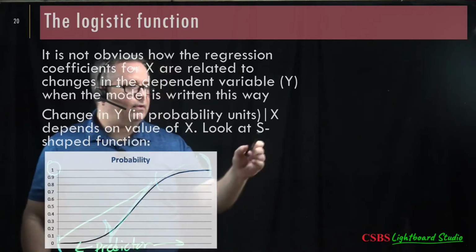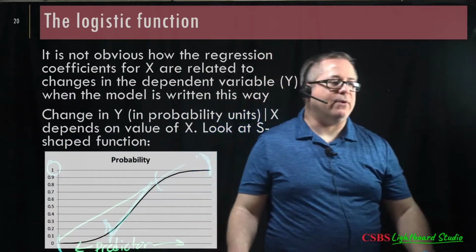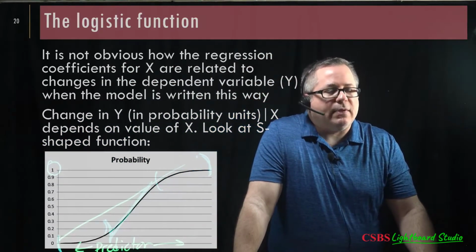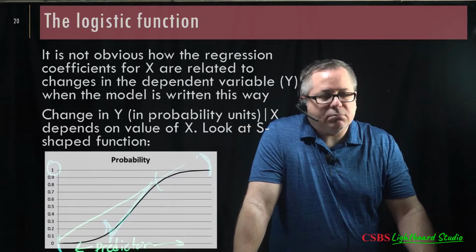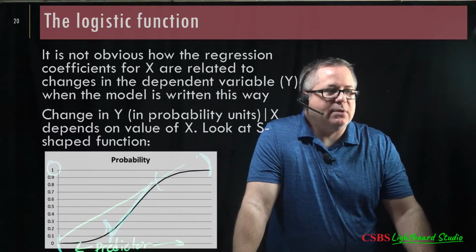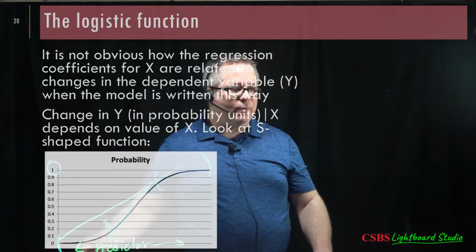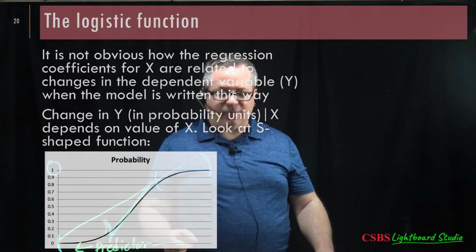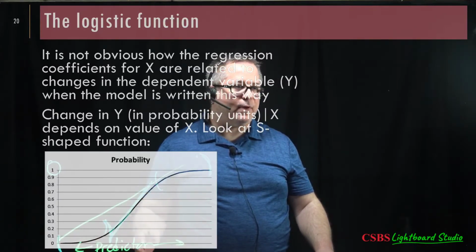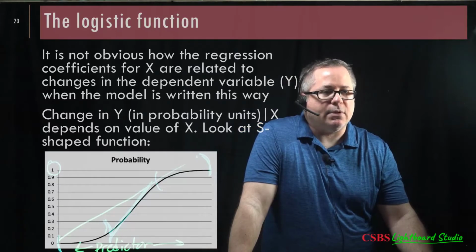So that's what it says here. The change in Y, in probability units, given X, depends on the value of X. That's not something we've had to deal with before. Before, the change in Y didn't depend on where you were in X, it was the same change. If this is a 10-point scale, going from 1 to 2, 9 to 10, 4 to 5, or 7 to 8, it didn't matter where I was, the change in Y was the same. Now the change in Y depends on where you are.